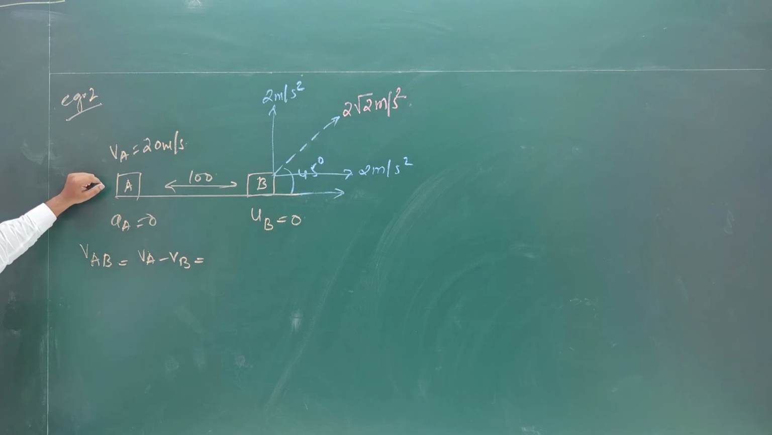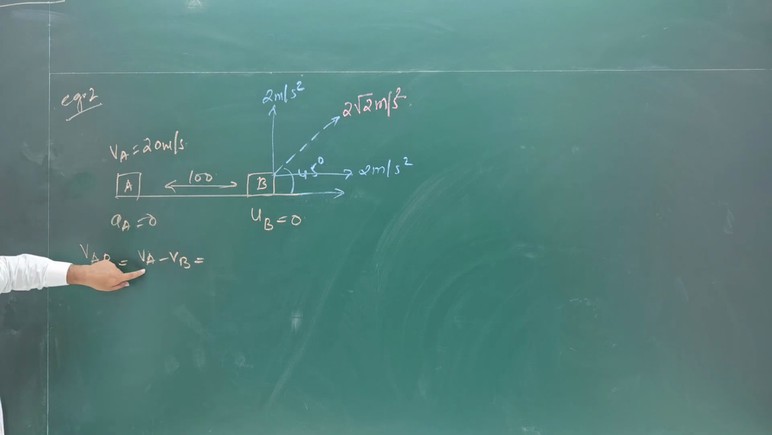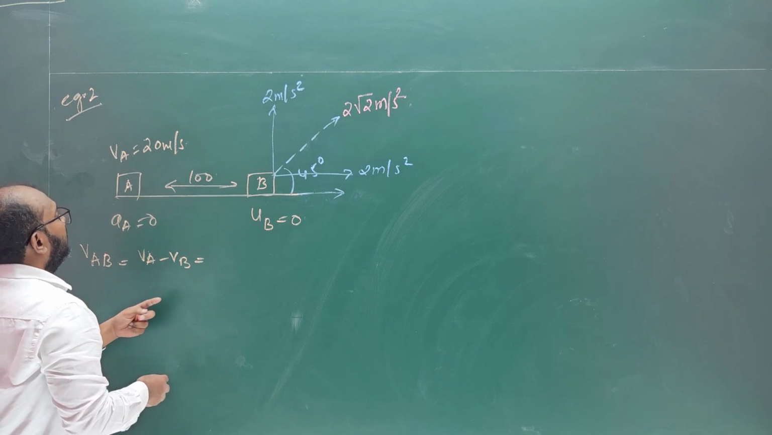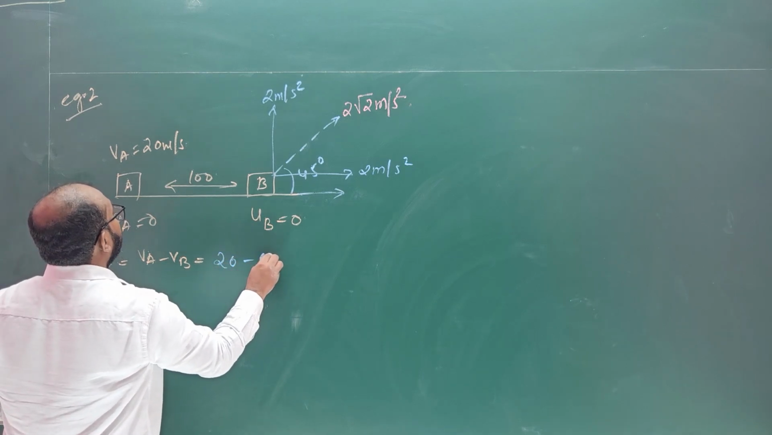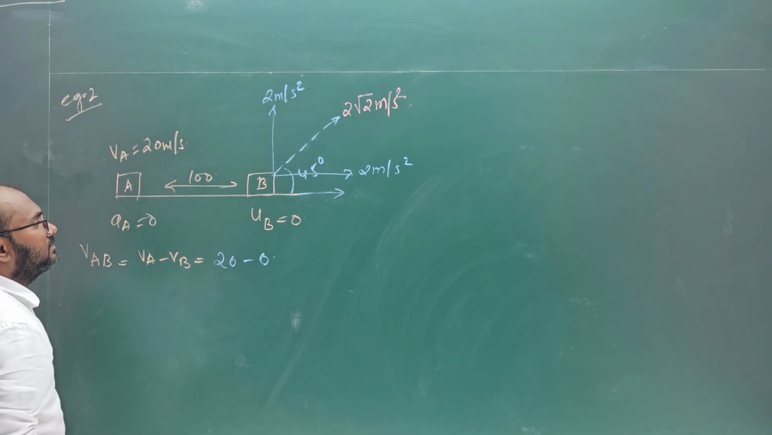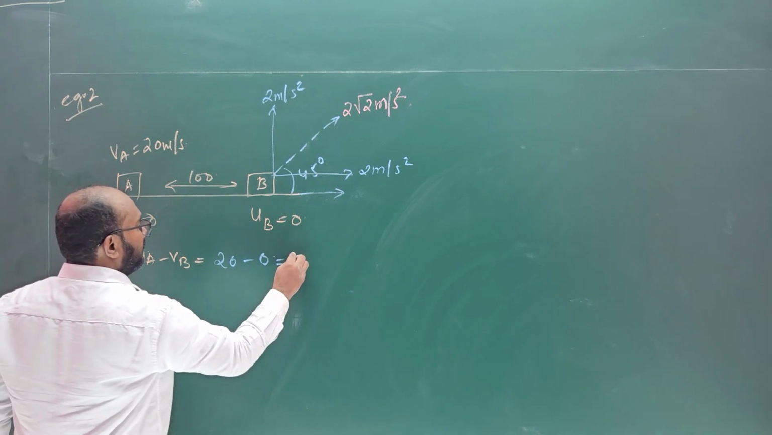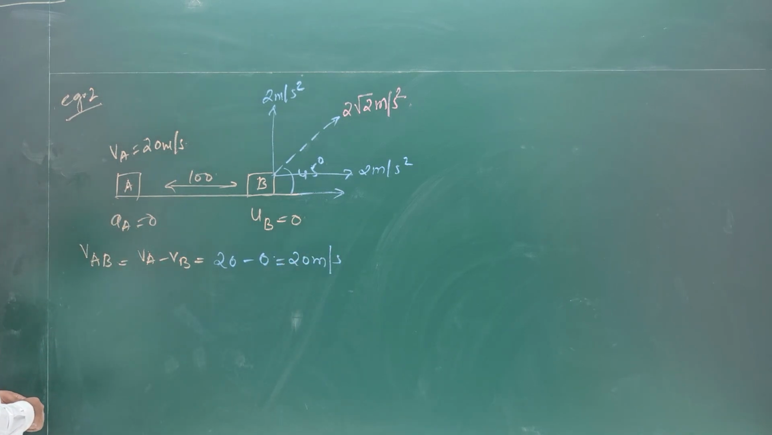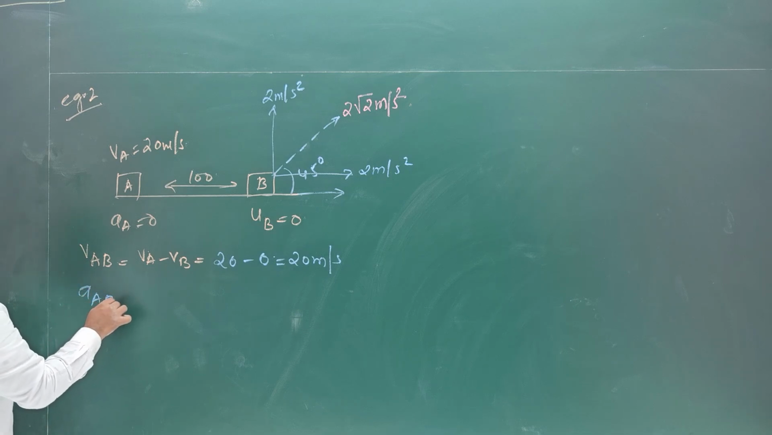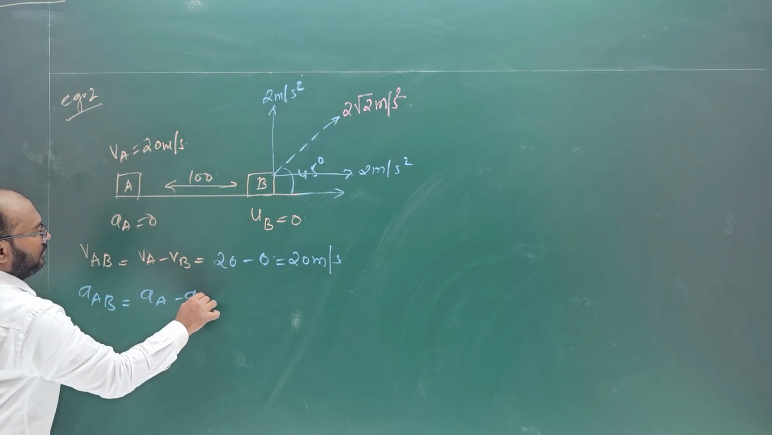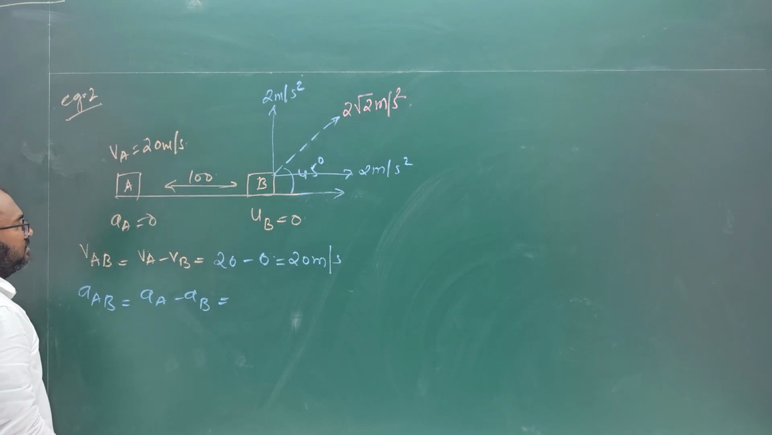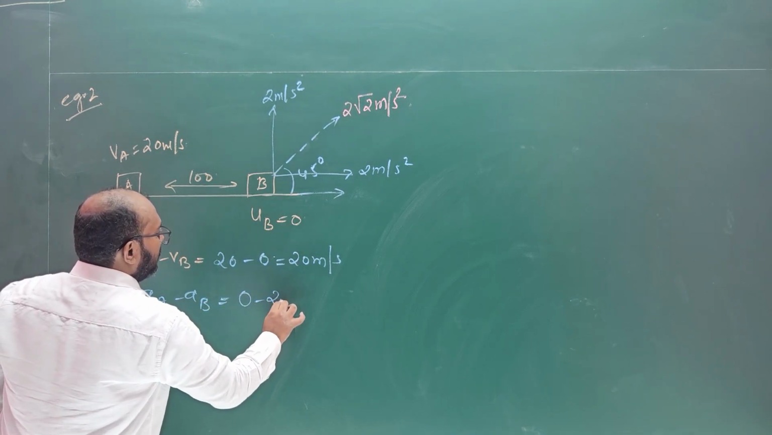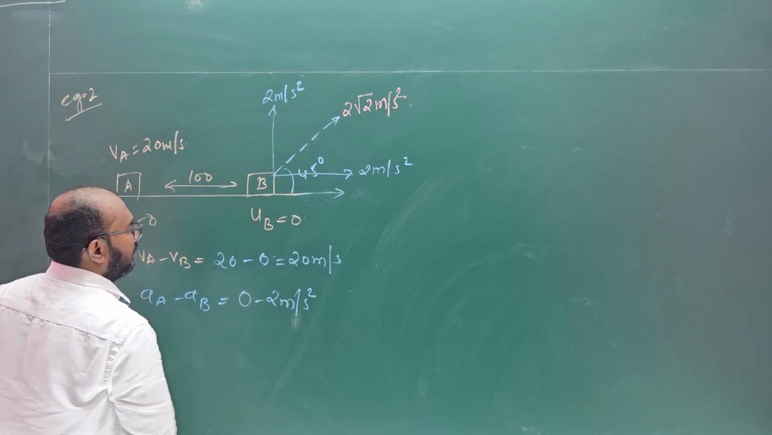Okay, now VAB is nothing but VA minus VB, and VA is 20 minus 0. Initial velocity of this is 0. So what I got, the relative velocity is 20 meter per second. Similarly, AAB is nothing but AA minus AB, which is equal to acceleration of A, which is 0, minus acceleration of B, that is 2 meter per second square.